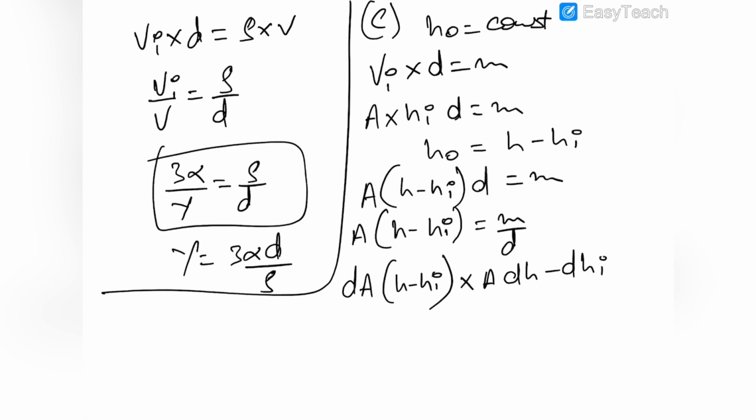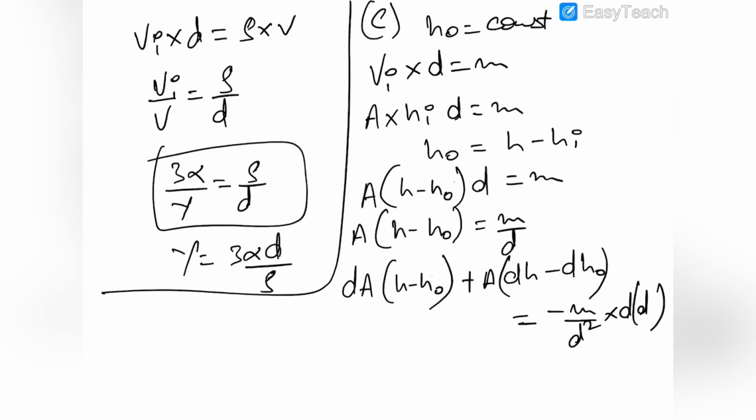This is HO, in fact. Yes, because we have replaced this Hi with HO. So this is HO and this is also HO, and it is equal to plus, and it is equal to minus M upon D square into dd.